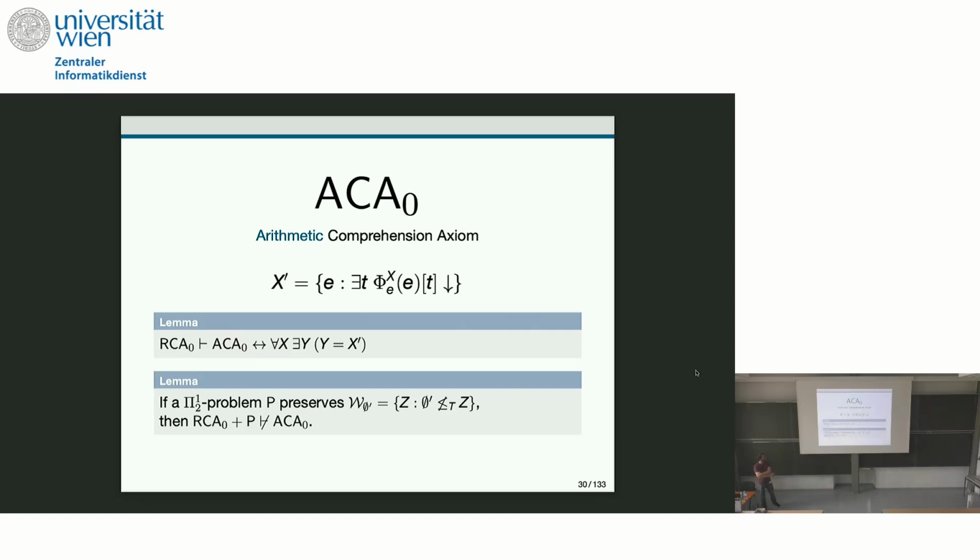So if a Pi^0_1 problem P preserves this weakness property, so the collection of Z which do not compute the halting set, then RCA_0 plus P does not prove ACA_0, and this is weakness over omega models. Why? Because any model of ACA_0 contains the empty set, and because of this, it contains also the halting set. So if you are able to show that you preserve this property, then you will be able to make a model of P which does not contain the halting set, and so which is not a model of ACA_0.